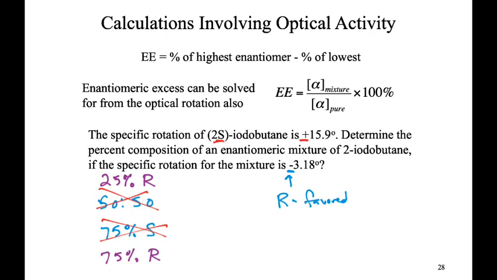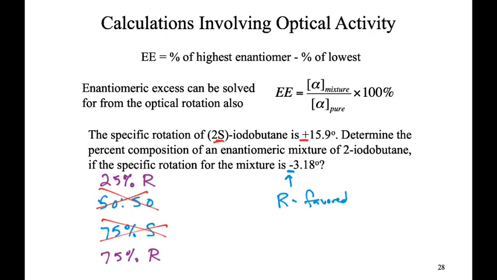Okay, if it was 75% R, the vast majority of it would be what? The R enantiomer, which means our rotation should be R favored. Is this R favored? How much is it R favored? A lot or a little? A little. Is 75% a lot or a little? A lot, which means it's probably 25%. We didn't have to do a single calculation. You see that?